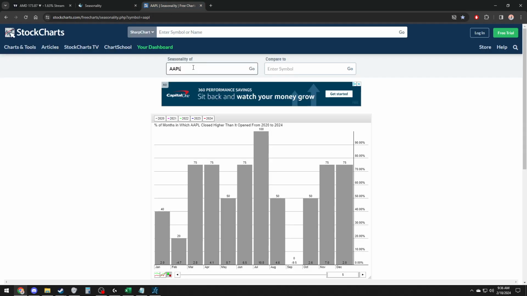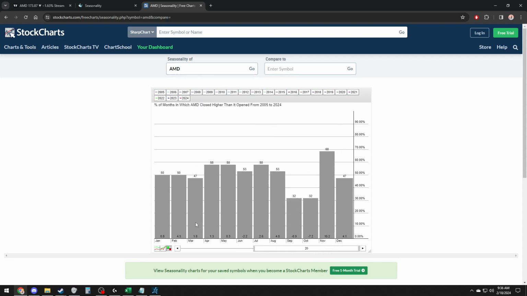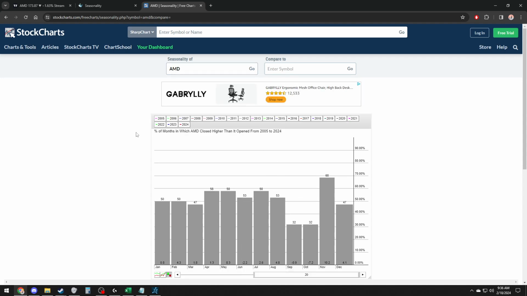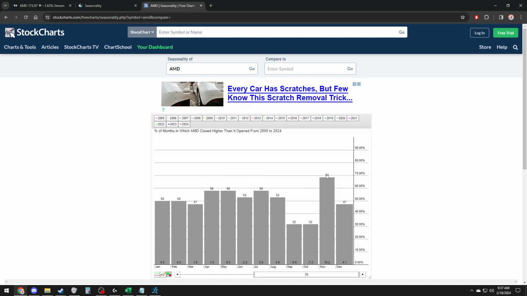We can also look at the seasonality on stockcharts.com. This is more of a better visual aid. You can see here, for AMD, it's gone up 68% of the time in the month of November. You can also see the average return is right here, 10.2%.